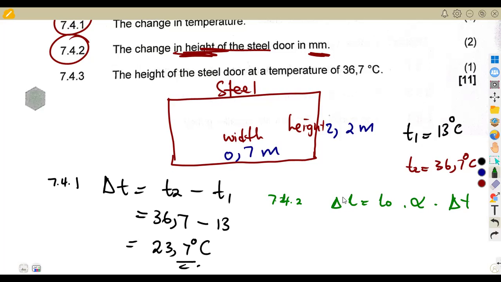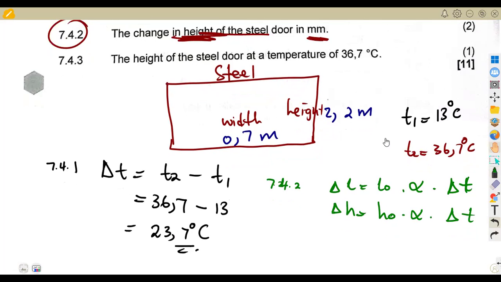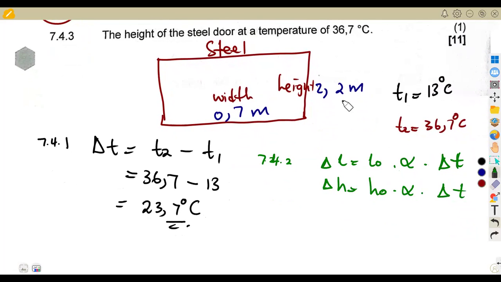So this is the change in length, but as we're talking about the height, it follows that the change in height must be equal to the original height times the linear coefficient of expansion times the change in temperature. So in this case, we are dealing with the height, so you must use the original height. If it was the change in width, you must work with the original width that you are given. Since our answer is to be in millimeters, we're just going to use meters, then we change our answer later on.